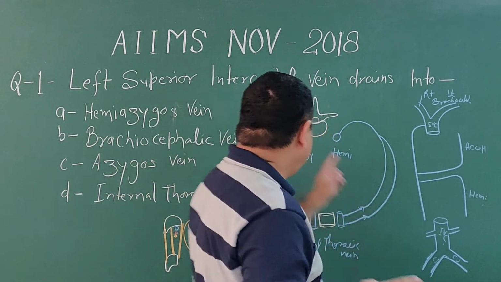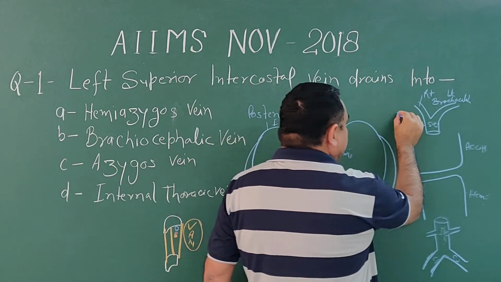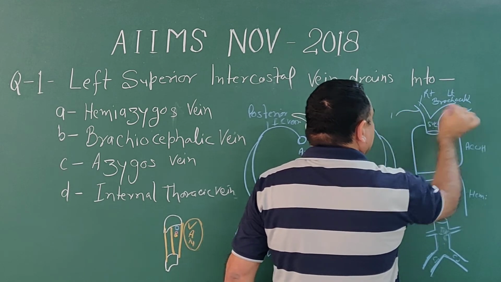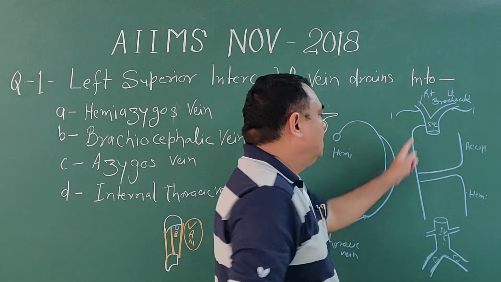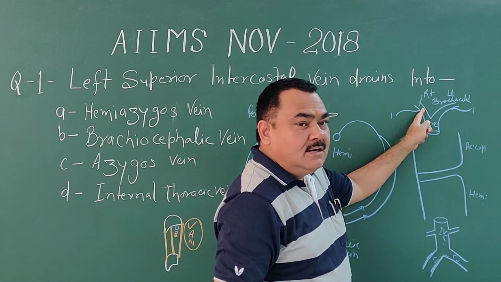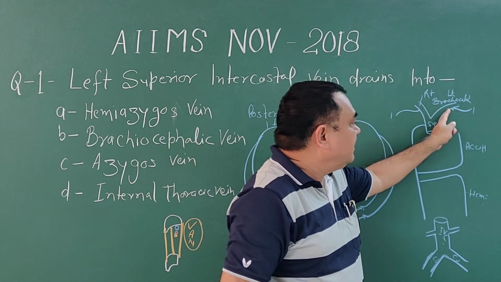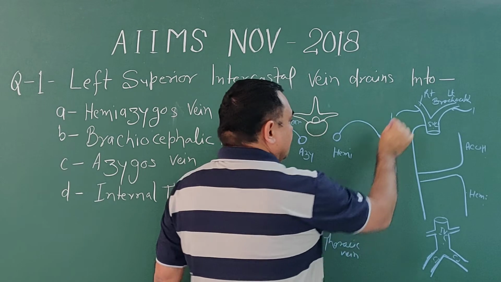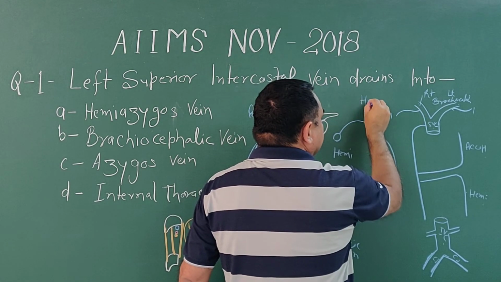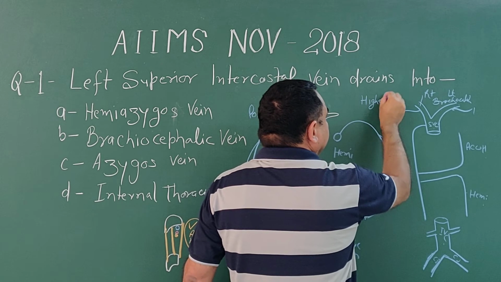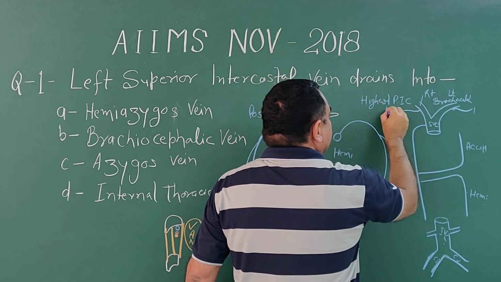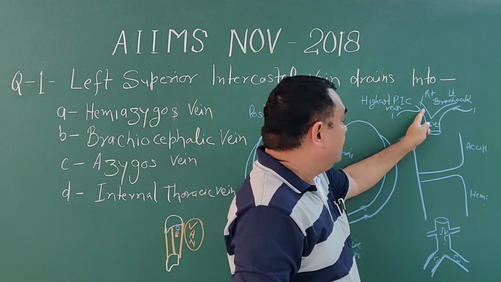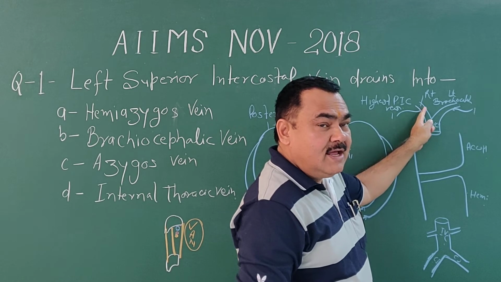The first posterior intercostal vein, of right and left side both. On the right side it drains into the right brachiocephalic vein, and on the left side it drains into the left brachiocephalic vein. And the first is known as the highest intercostal vein. So the first is the highest posterior intercostal vein, which drains into the brachiocephalic vein on the right side and also on the left side.